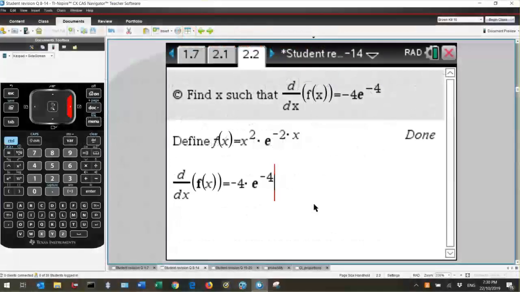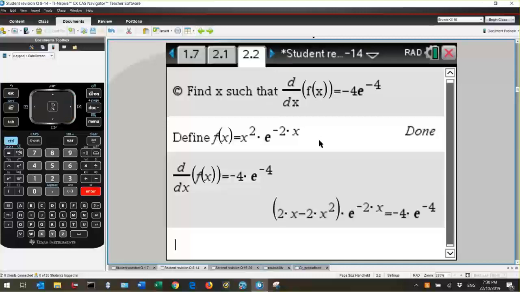Okay, so find x such that the derivative of f of x is -4 e to the -4. So now, because I'm going to use f of x more than once, it's worth defining. And I need the derivative, and remember, to get the derivative, shift minus, you get the template more quickly. So I press enter, and I get an equation. I can now solve that for x and find the value of x.